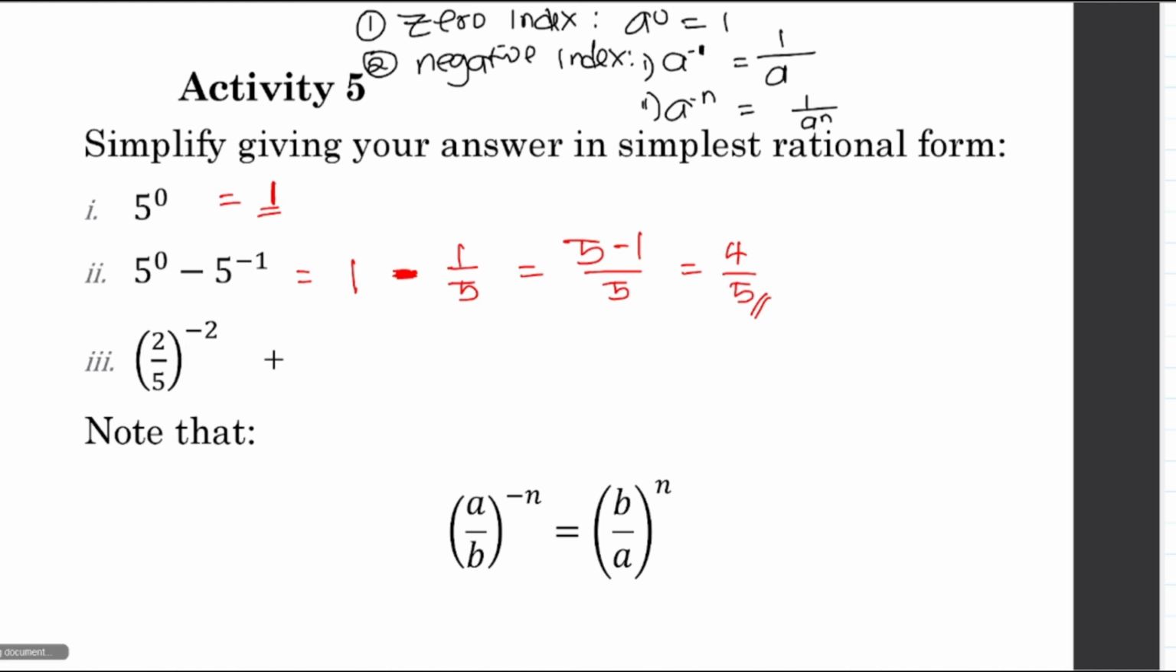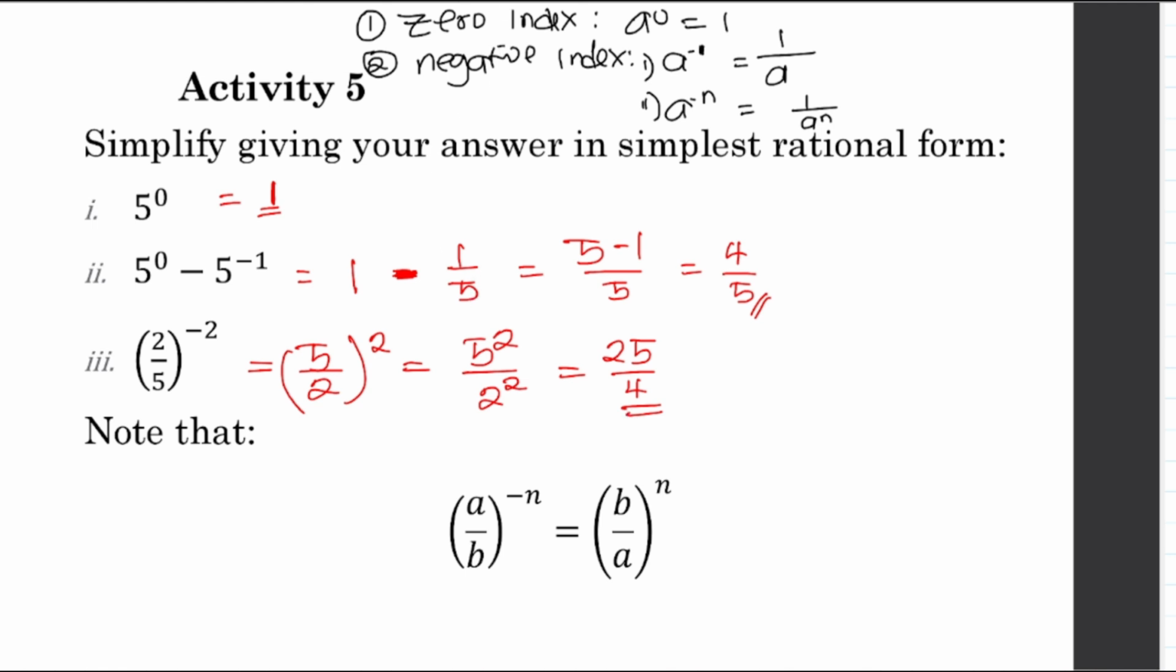And then this one, remember what we just analyzed, the minus will turn the fraction upside down, so that will be 5 over 2 all raised to power 2, and then you can now apply the product law. 5 raised to power 2 all over 2 raised to power 2. 5 raised to power 2 is 25. 2 raised to power 2 is 4, and then we have 25 over 4. So this is how you apply this negative index and zero index.